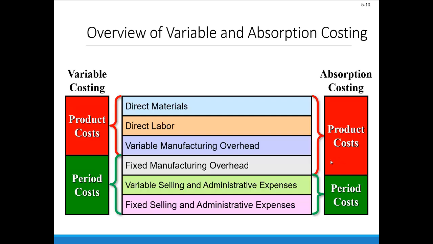Again, under absorption costing, it's part of the product cost, as we've been discussing up to this point this semester. Under this idea of variable costing, fixed overhead gets treated as a period cost and hits the income statement right away in full.